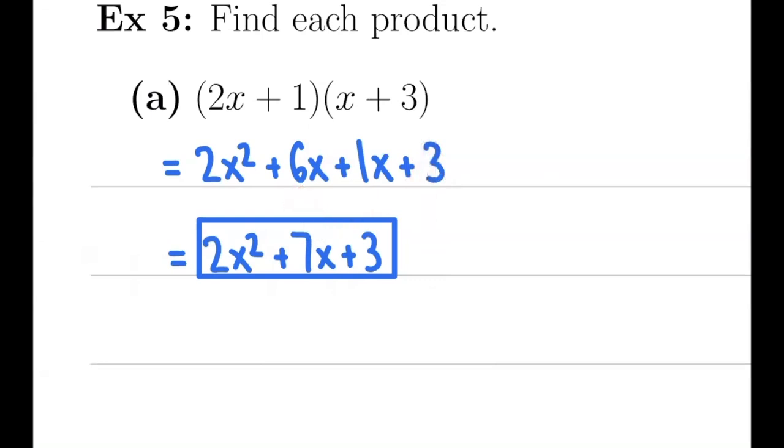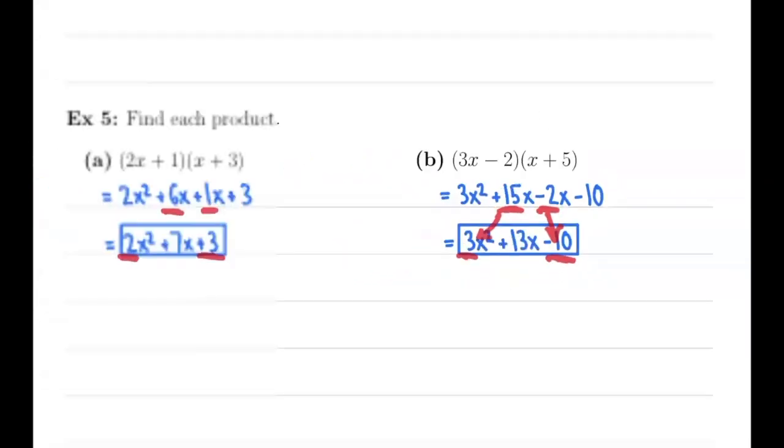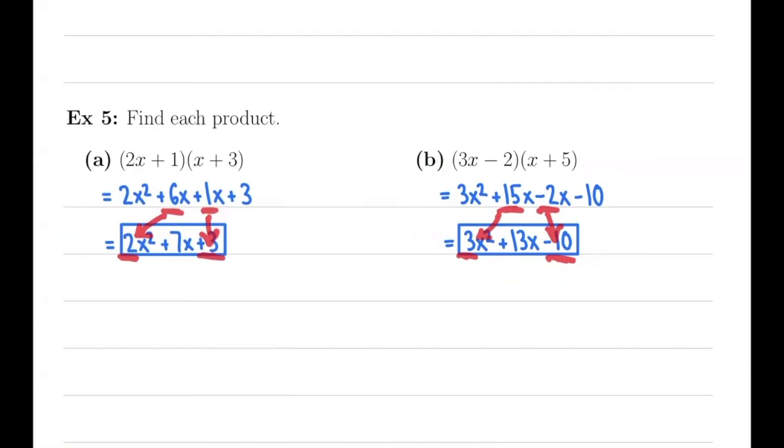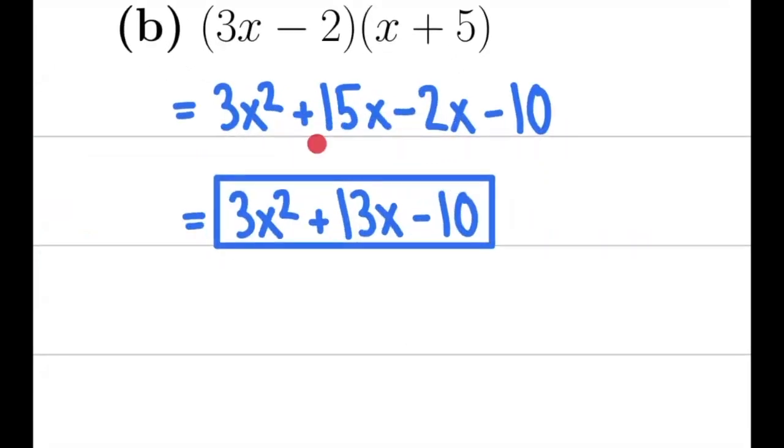So let's see if there's a pattern. Notice how 6 times 1 is the same thing as 2 times 3. And 15 times negative 2 is negative 30, and that's the same thing as 3 times negative 10. So what does it look like? The coefficients of those two terms are multiplying to a times c. A is the number we're multiplying x squared by, and c is the constant, the last term. So to split up that middle term, I want two numbers that add to get b, and those same two numbers have to multiply to get a times c.